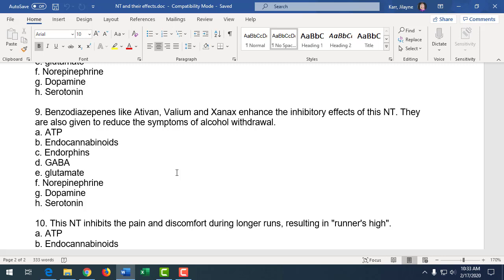And adenosine, when we give that by IV, we give that to people that have really high heart rates, and it actually stops and resets the heart. It's kind of a scary medicine to give. I've never had to give it. Other people on our floor have, and it stops the heart briefly and then resets it. So it's definitely an inhibitory neurotransmitter.